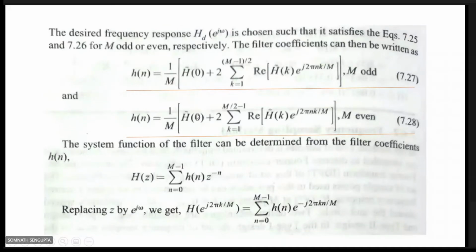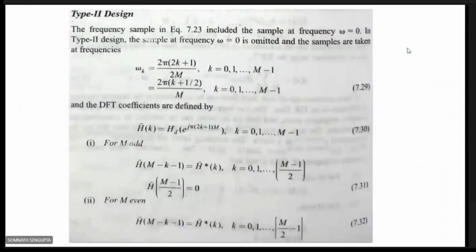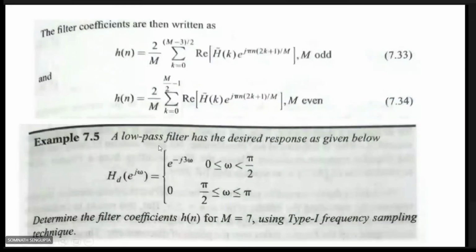You should note down this formula. Okay, I have given here. So these are the two main formulas for this frequency sampling method. Now let us see one example. There are many examples I have kept, so I discuss only one here.